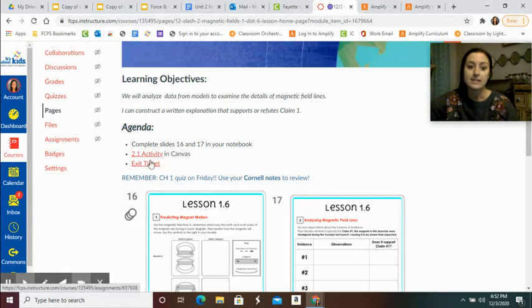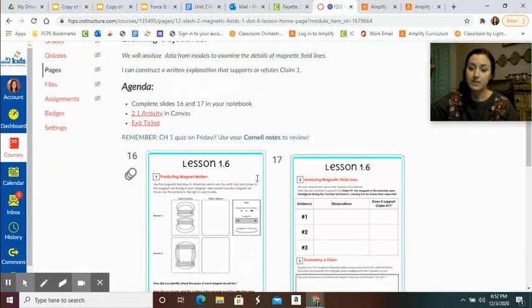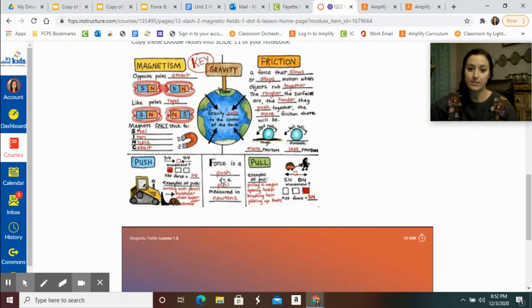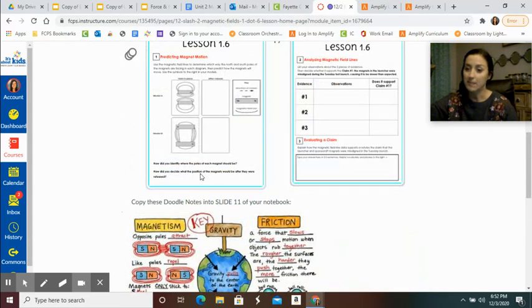And then there is an exit ticket, just a couple questions to check your understanding. And so if you get these 3 things done, make sure you have your Cornell notes done and the doodle notes. And that is it. Chapter 1's over.